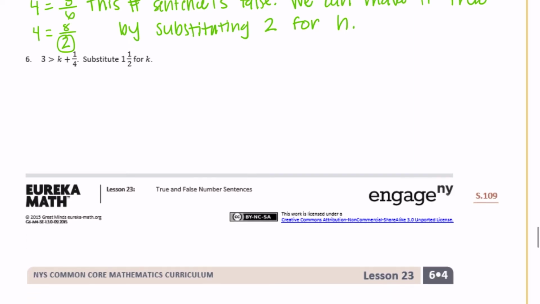Number 6. 3 is greater than k plus 1/4. Substitute 1.5 for k. Okay, so 1.5 plus 1/4, we'd have to find common denominators. That would be fourths. 1.5 is equal to 2/4. So this is saying 3 is greater than 1 3/4, which is true.